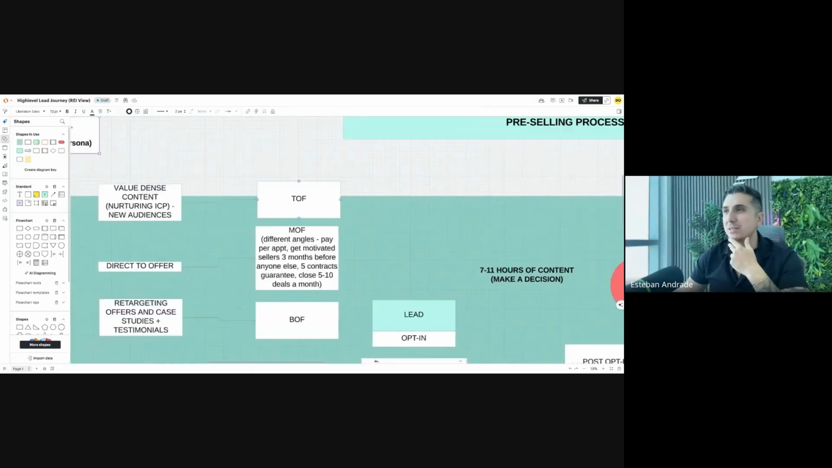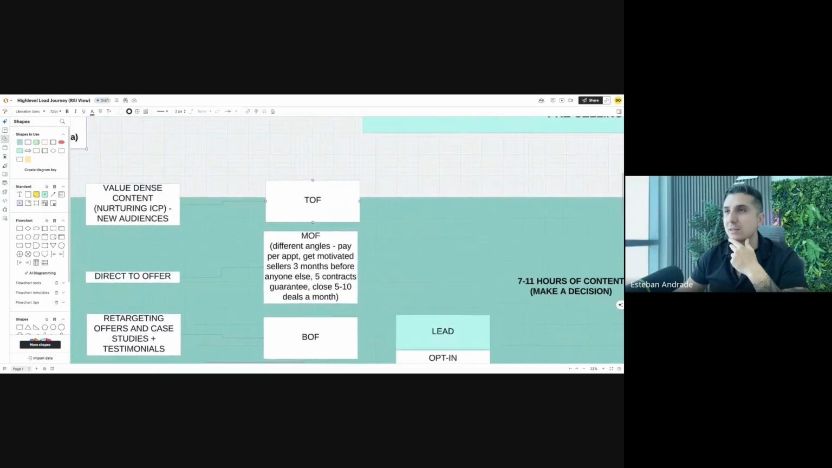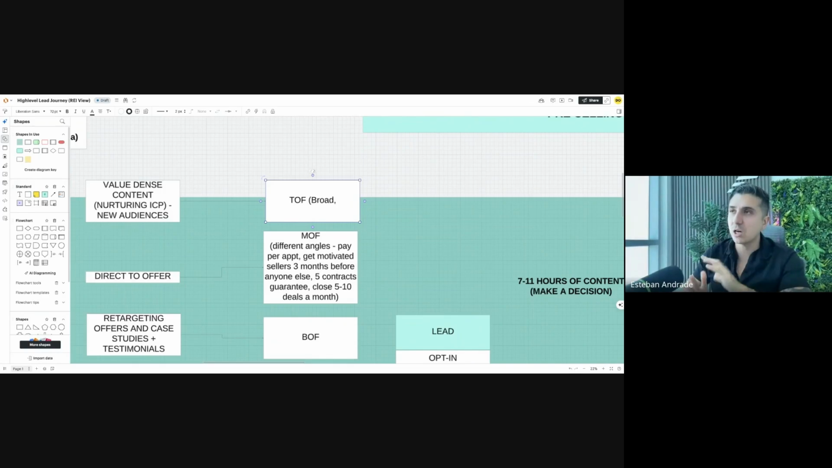Top of the funnel is essentially content that is going to be value dense content that is going to nurture the ICP and is going to create eventually new audiences. Now, this top of the funnel content could potentially be very broad, right? This top of the funnel content could talk about how the economy has changed for homeowners in 2026. And you can put that as a YouTube video, you can put that as an ad, you can put that in your social media, right?